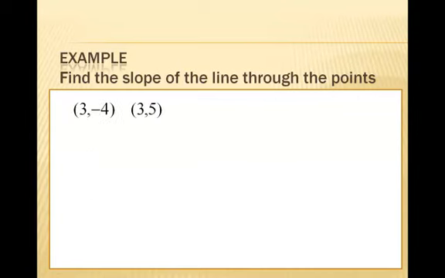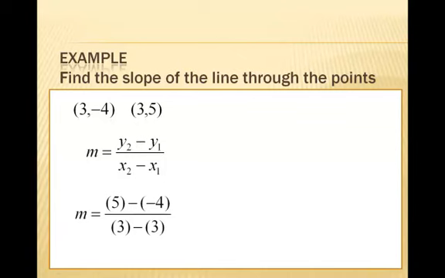All right, let's look at another quick example. Here I have 2 points through a line, and I have (3, -4) and (3, 5). And again, I want to figure out what is the slope of that line. Well, just like before, I'm going to start off with the formula. So take the y-coordinate from the second point, subtract the y-coordinate from the first point, divided by the x-coordinate from the second point, minus the x-coordinate of the first point.